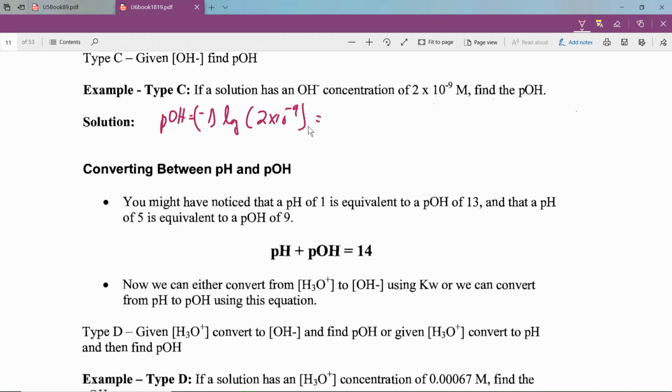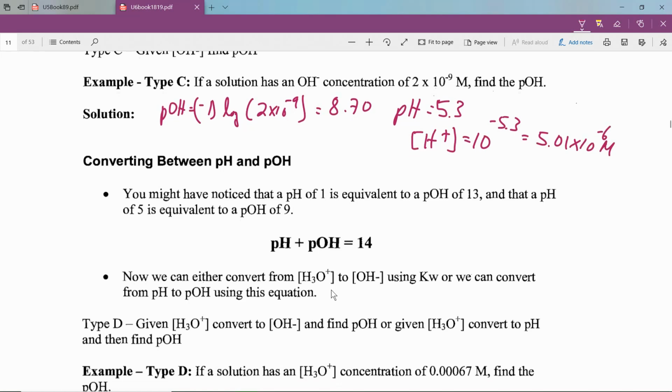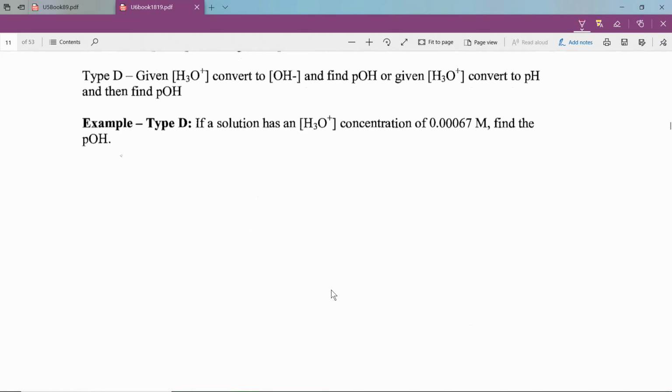8.70. And then the pH would be 14 minus that, which is 5.3, which makes sense. It's going to be acidic. Why? Because the H plus is 10 to the minus pH. 10 to the minus 5.3 is 5.01 by 10 to the minus 6, which is more than 10 to the minus 7. Here, pH plus pOH equals 14. We said that before. And so let's look at one more question here.